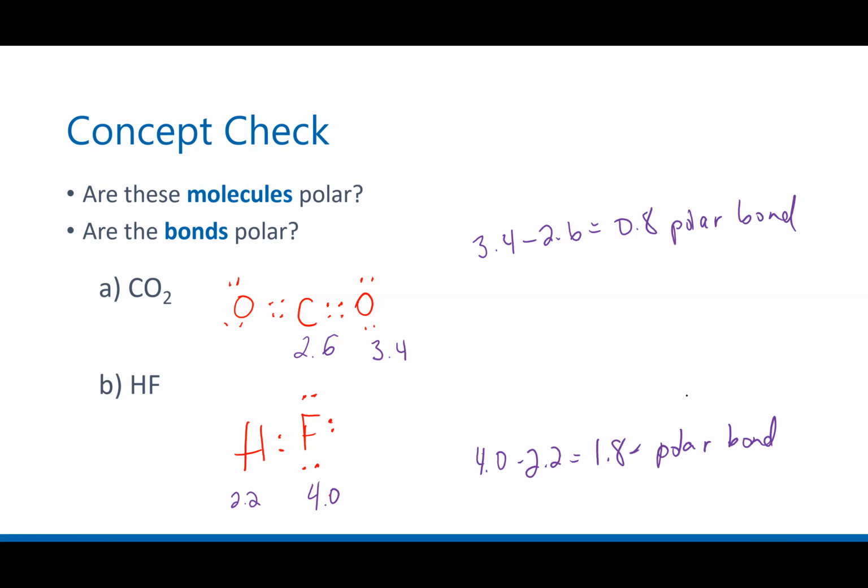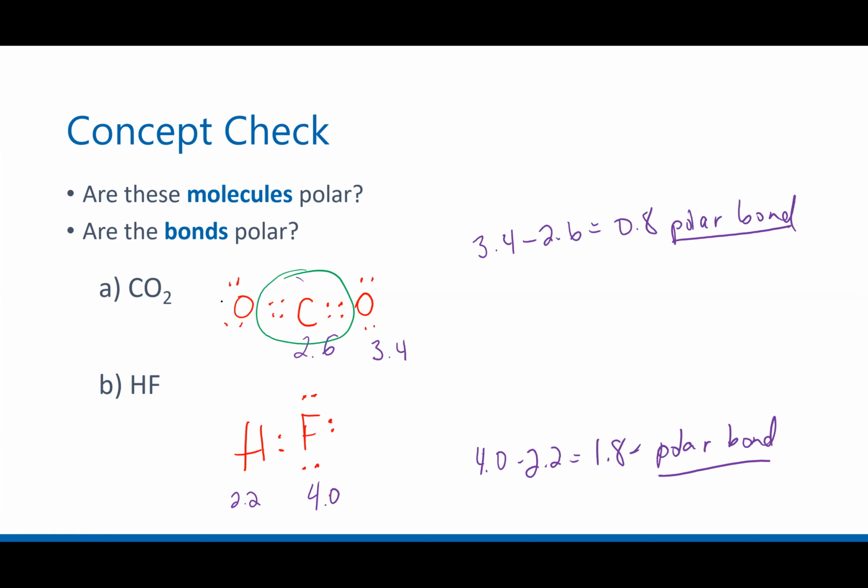So now the question is, is the molecule polar? So let's think about our rules. Rule number 1. Are there 3 or more elements in these compounds? And the answer is, for both of them, no. Rule number 2, are there lone pairs on the central atom? There are no lone pairs on any of these central atoms.